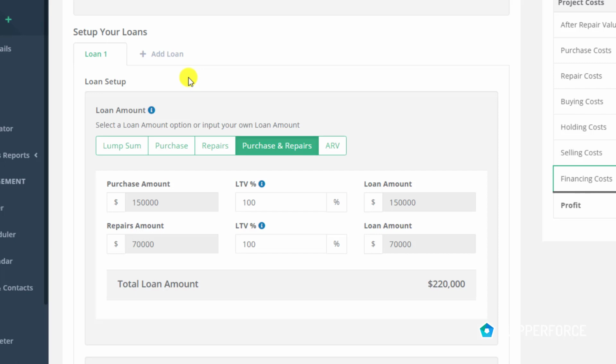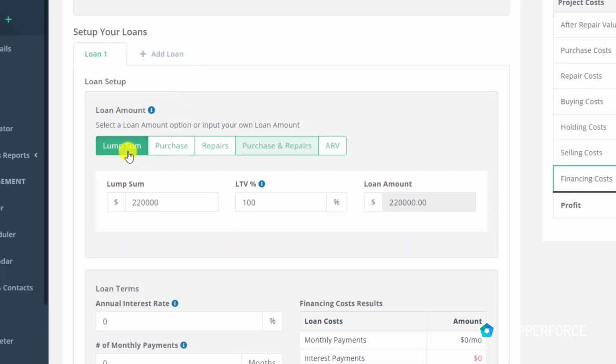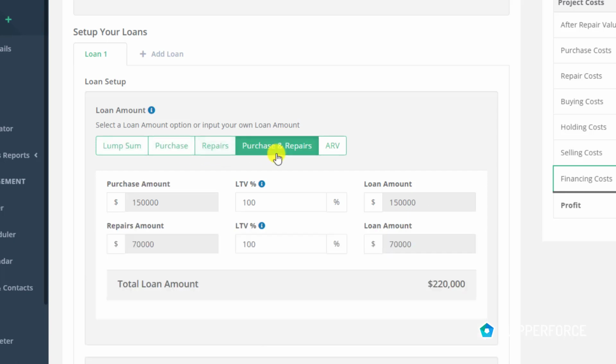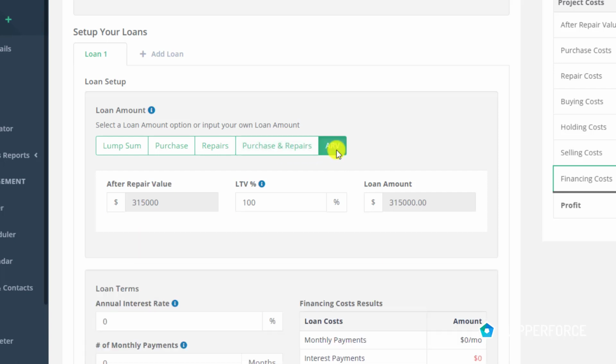You'll see we have a few different loan options that you can choose from. We've got a lump sum option, the purchase option, repairs option, and then the purchase and repairs, and an after repair value option. So the lump sum option allows you to simply plug in a lump sum value. So for example, if you just wanted to plug in $100,000 for the loan amount, you could simply plug in $100,000 directly into the cell.